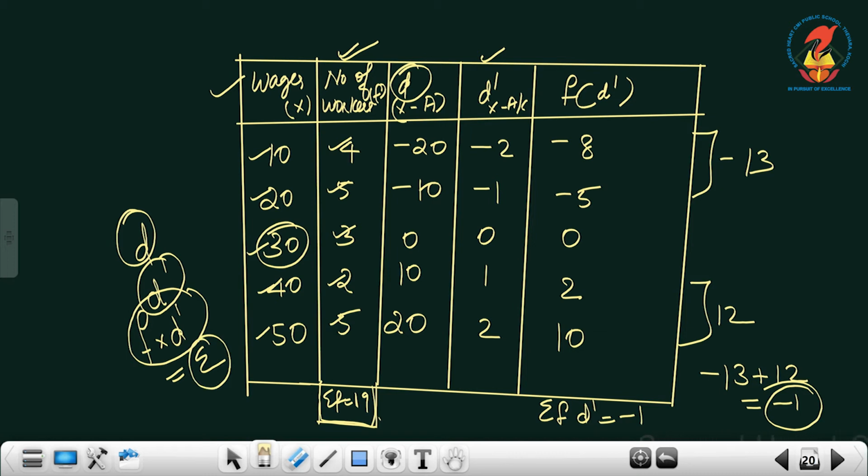So D, as you all know, the assumed value is 30. Now X minus A, each X value should be deducted from this assumed mean. So 10 minus 30, you will get it as minus 20. Then the next one is 20 minus 30, you will get it as minus 10. 30 minus 30, 0. 40 minus 30, 10. And 50, X value minus 30 assumed mean, you will get it as 20.